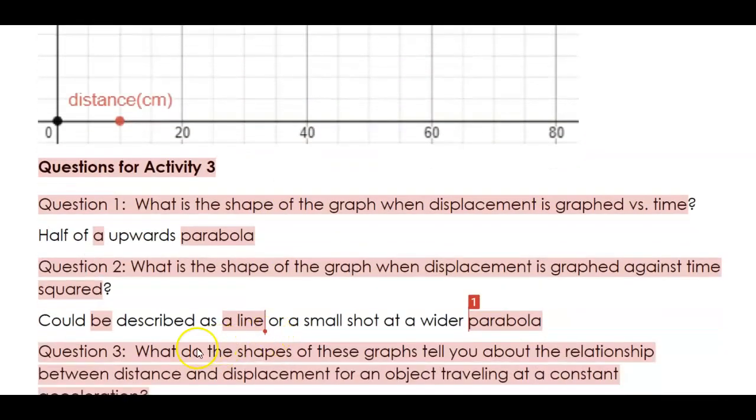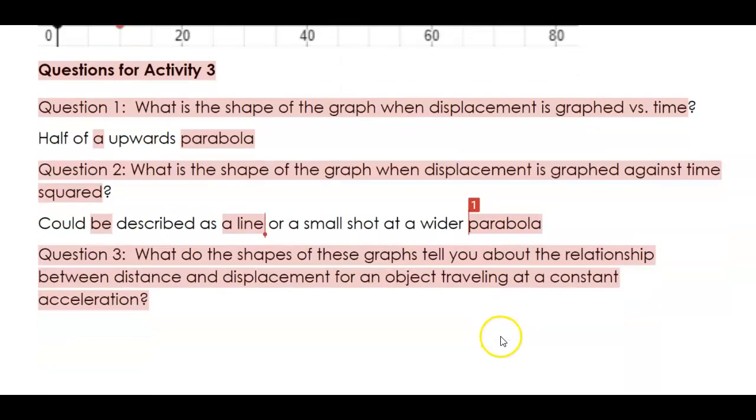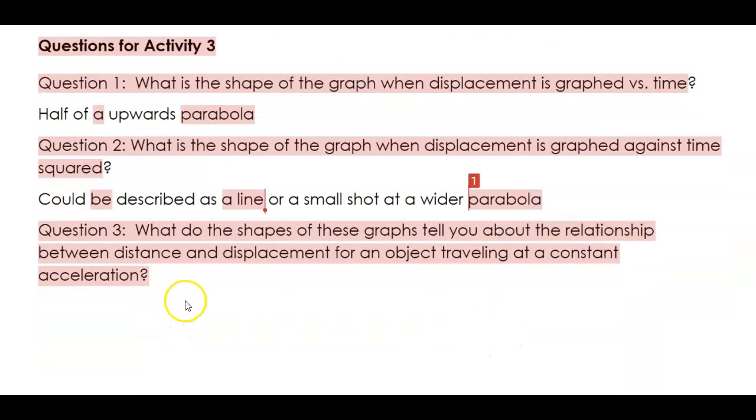So this one right here indicated that it might be a line or it could be a parabola. Not quite sure what you mean there. What do these shapes mean?